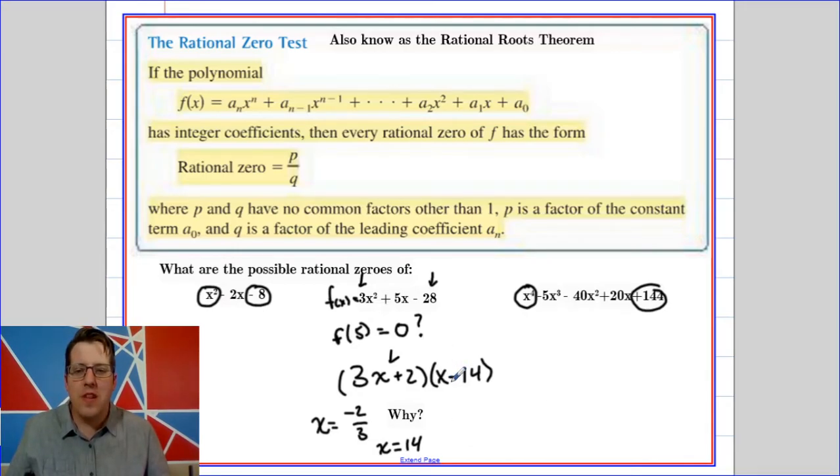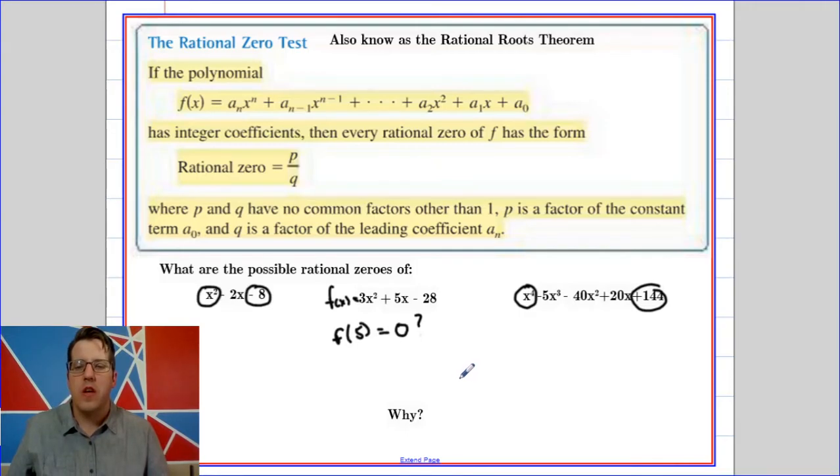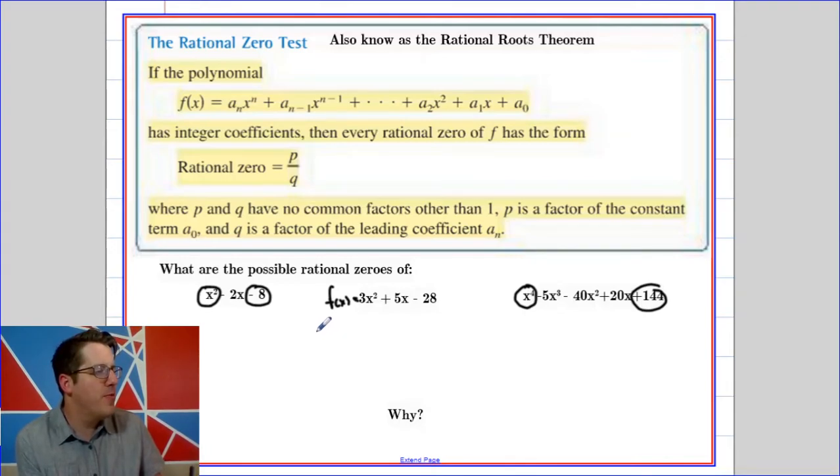So if you're asked to list all of the possible rational zeros, here's what you do. You list all of the possible factors, both plus or minus, of 28.